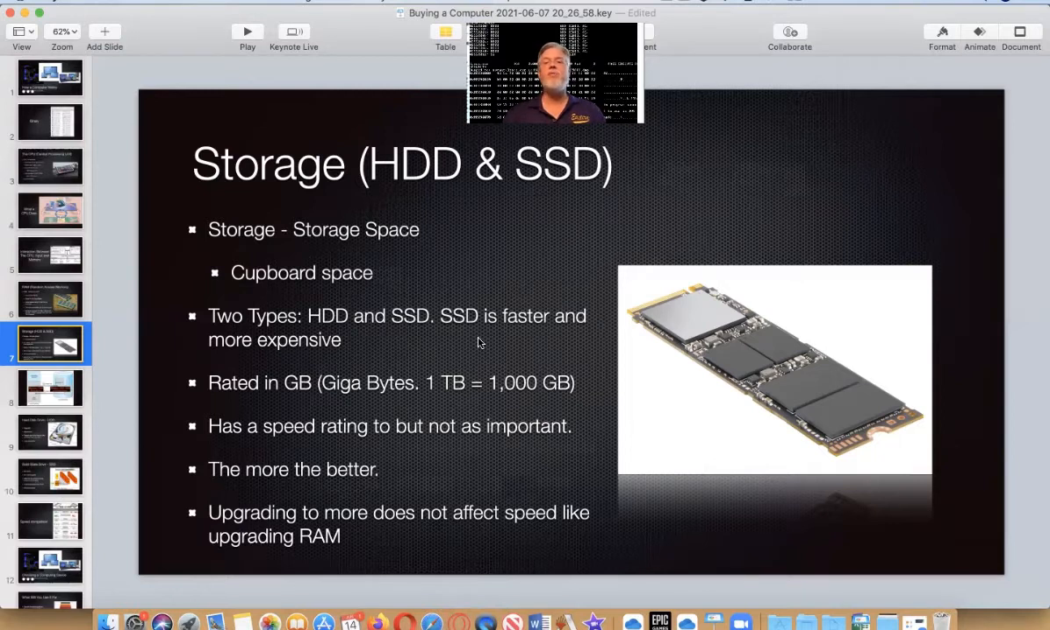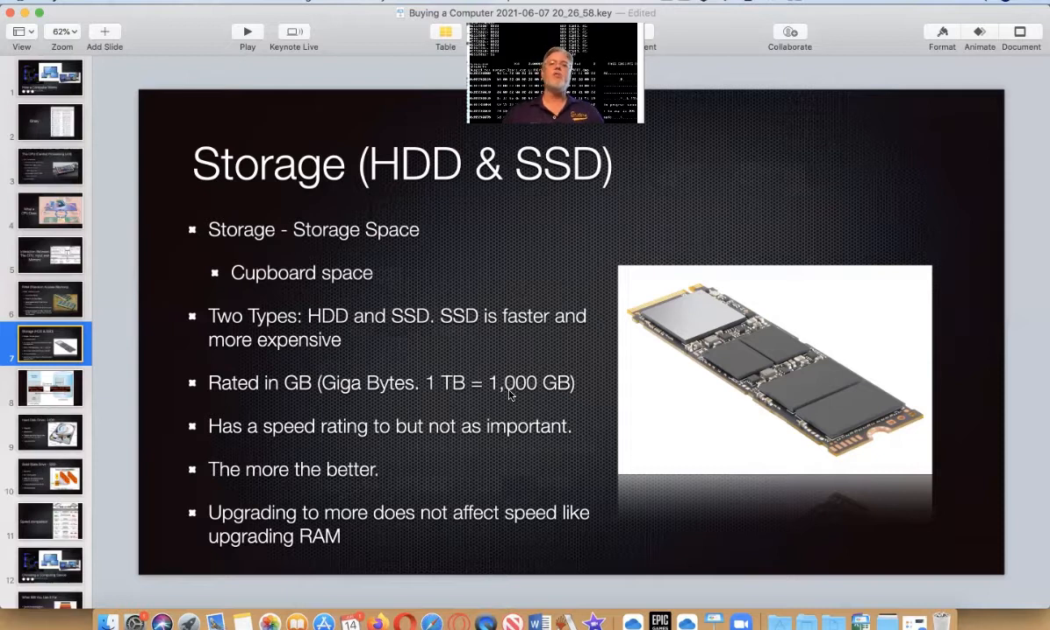When you're talking about phones and you're talking about tablets, they don't even have hard drives. They all have SSDs. That's the way they work. They're also rated in gigabytes. Now we are getting to the terabyte level. So you can go out and get hard drives that are 4 terabytes. So that would be 4,000 gigabytes, right?